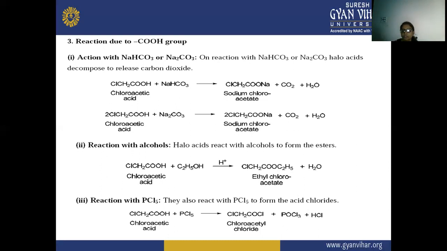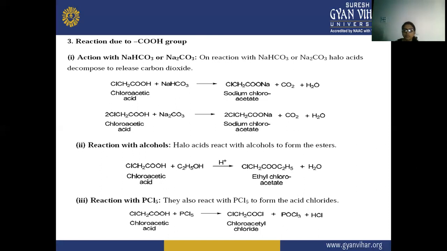Again, when the halo acids react with alcohol, there is a formation of esters. So chloroacetic acid plus C2H5OH means the chloroacetic acid is reacting with ethanol. In the presence of an acid, an ester is formed. So ethyl chloroacetate is formed here, plus H2O.